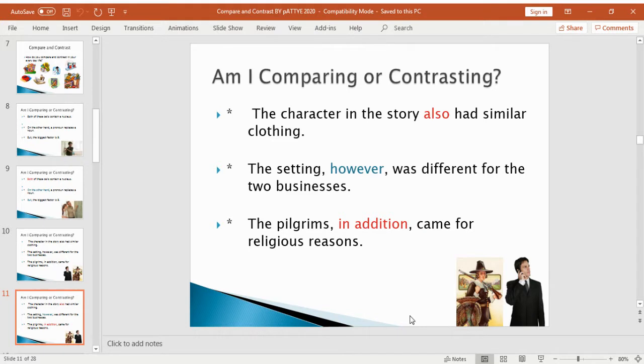The setting, however, was different for the two businesses. The signal word was however. What does however tell me to do? To contrast, tell how they are different. Good job. And the last, the pilgrims, in addition, came for religious reasons. In addition was our signal word, which tells us to compare.